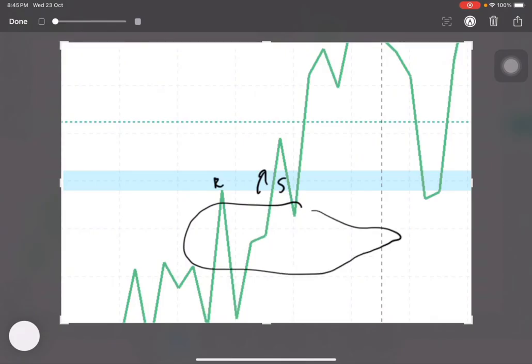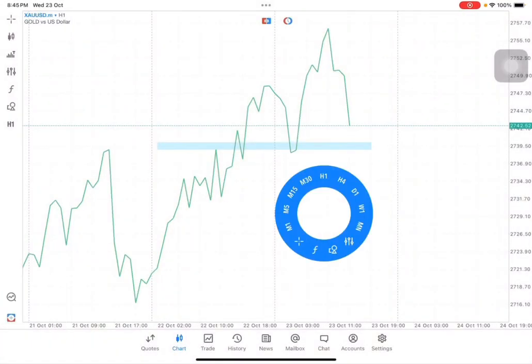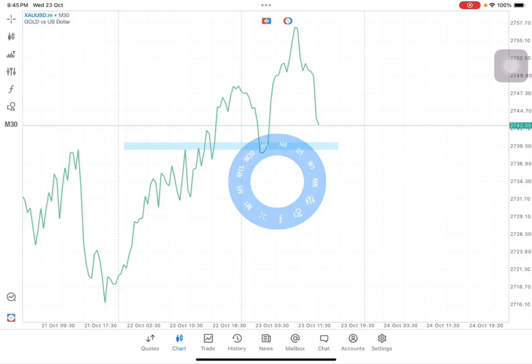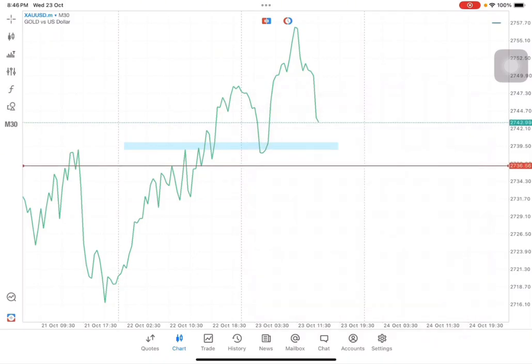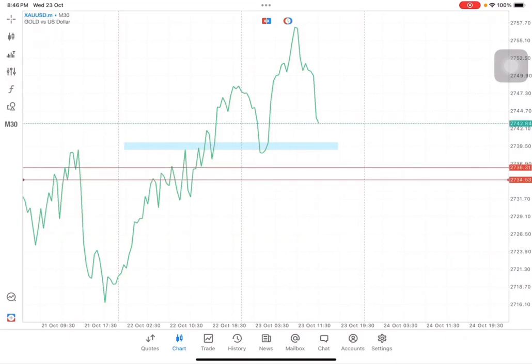So in this area here, we need to find our Zoro pattern. So we go to M30. Where can we see it in M30 as clear as day? We can see here, and we can see here. We just mark this area like so.